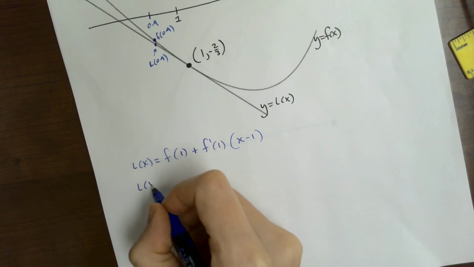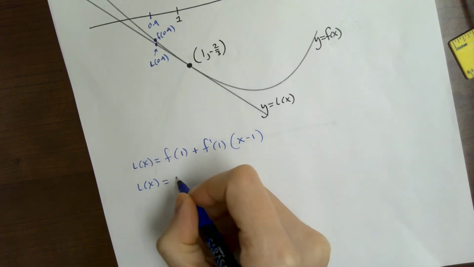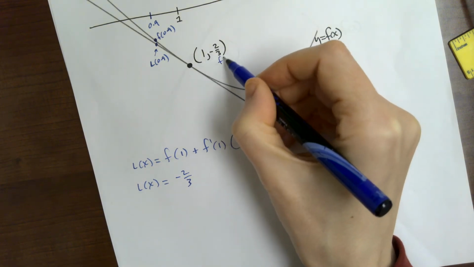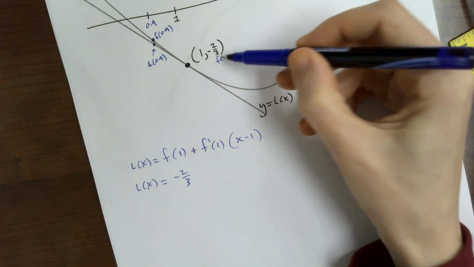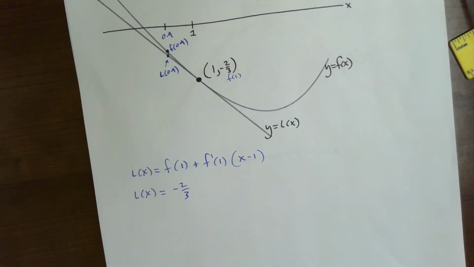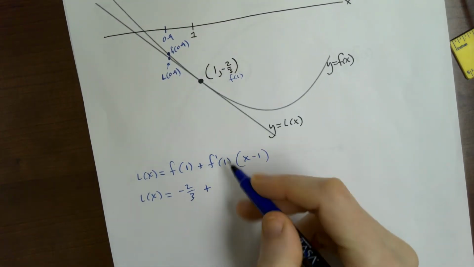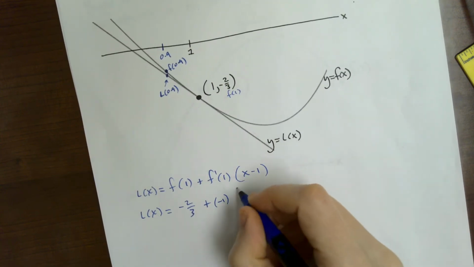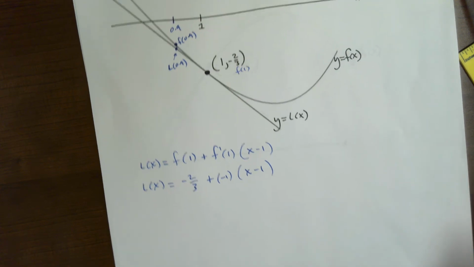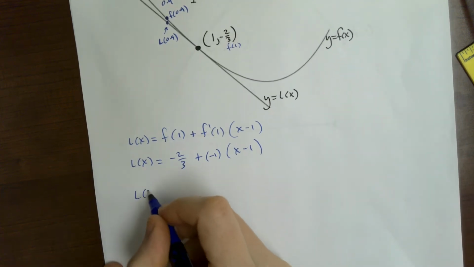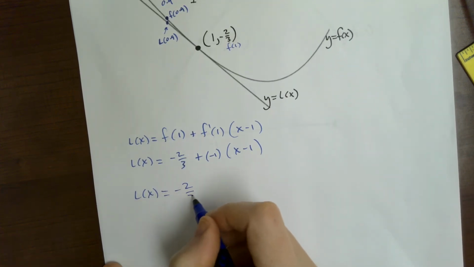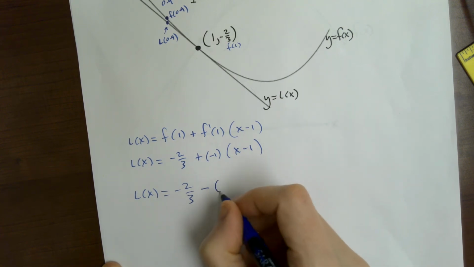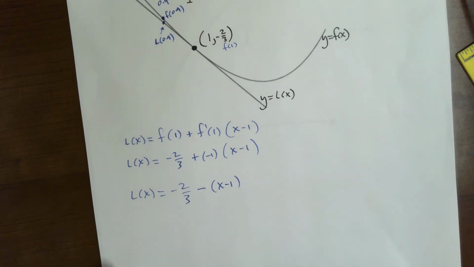Okay, so L of x equals f of 1, which is negative 2/3. All right, so that's 1. This is f, so the y is f of 1, that's the output, plus f prime of 1, they actually gave us, so plus negative 1 times x minus 1. So I'm just going to simplify a little: negative 2/3 minus, you could say 1 if you want, x minus 1. And you could just leave it like that.